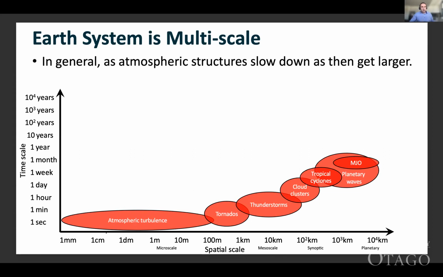So at the small and fast end, we have atmospheric turbulence through to tornadoes, thunderstorms, cloud clusters, tropical cyclones, planetary waves, and the Madden-Julian oscillation. The key point here really is that small things are fast, and as they get larger, they become slower. That's really universal across the whole climate system.